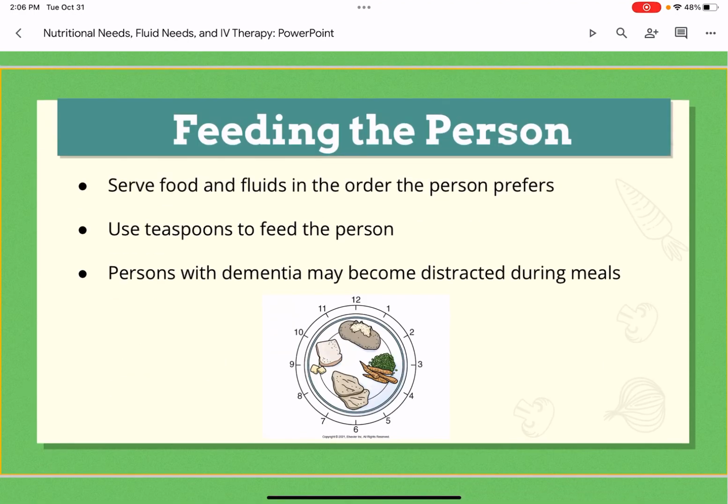When feeding the person, serve food and fluids in the order the person prefers. Use teaspoons to feed the person. A teaspoon is safer than a fork. The teaspoon should only be about 1/3 full. And persons with dementia may become distracted during the meals.